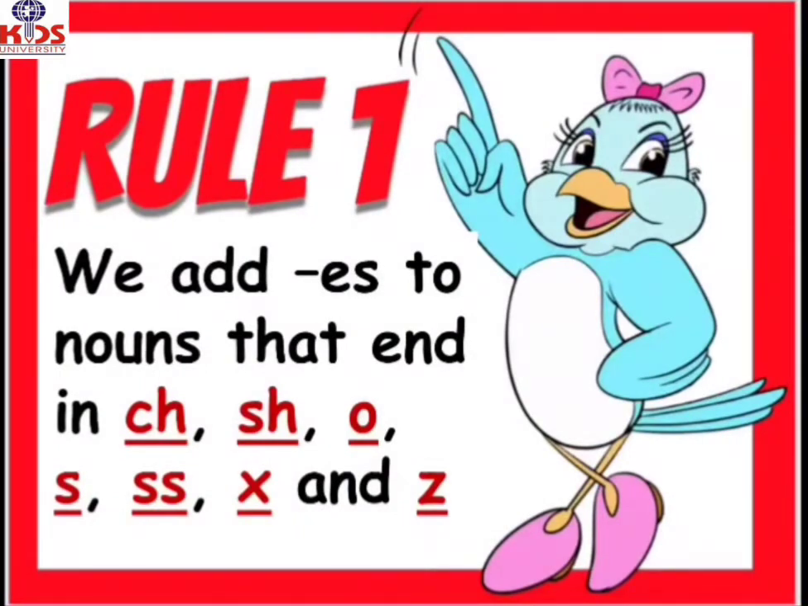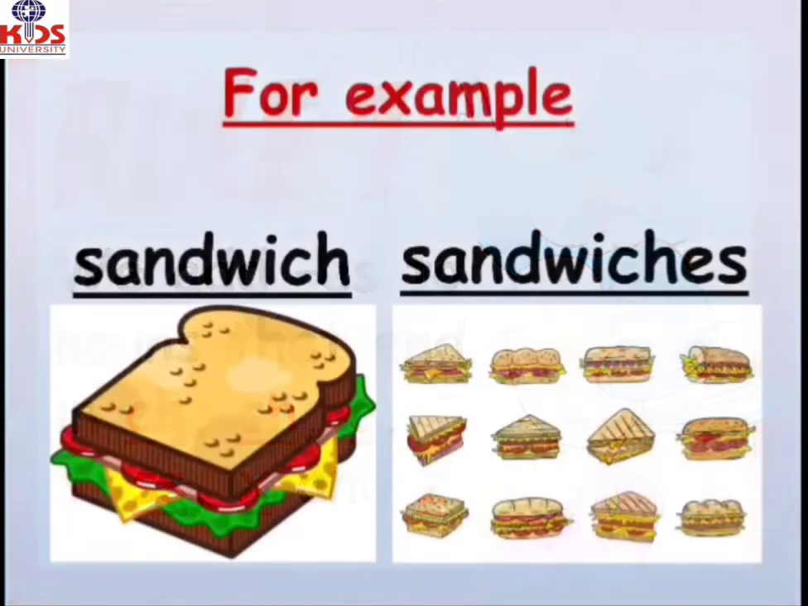Rule number 1. We add es to the nouns that end in ch, sh, o, s, ss, x, and z to get their plural forms. The plural form of sandwich is sandwiches. The noun sandwich ends in ch. That's why we have added es to its plural form.